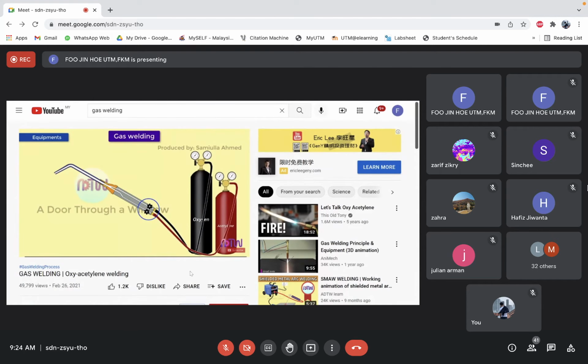Control valves. There are two control valves available in this torch. One is for the oxygen, and the second one is for fuel gas. These control valves are used to control the flow of oxygen or fuel gas to the mixing chamber.